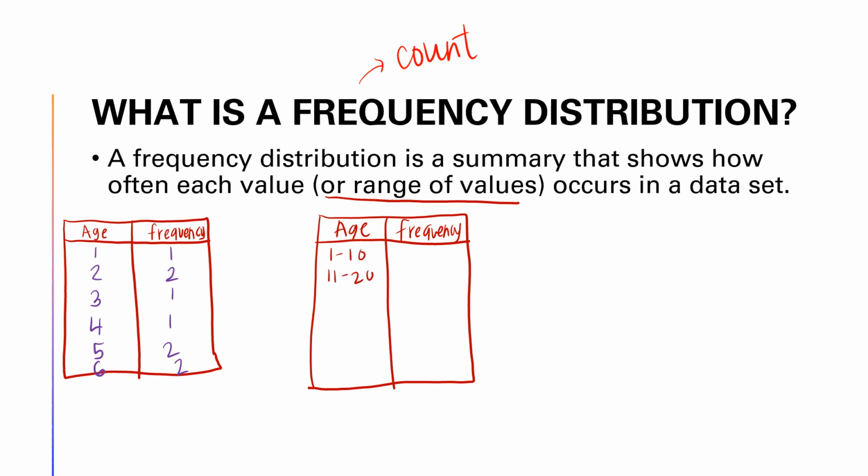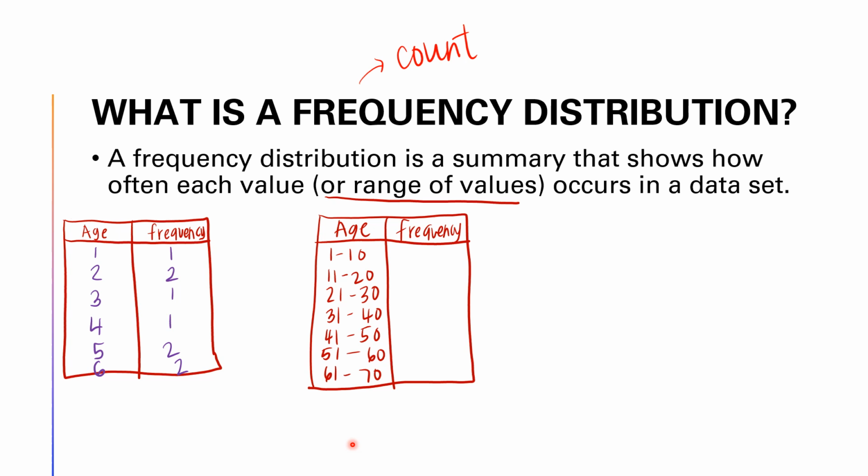11 to 20, 21 to 30, 31 to 40, 41 to 50, 51 to 60, 61 to 70, and so on. And then you could go in and count up how many people in my study were between the ages of 1 and 10? That would be the frequency. How many people are between the ages of 11 and 20? That would be the frequency for that group. So a range of values just means you can also have intervals for your variable here.